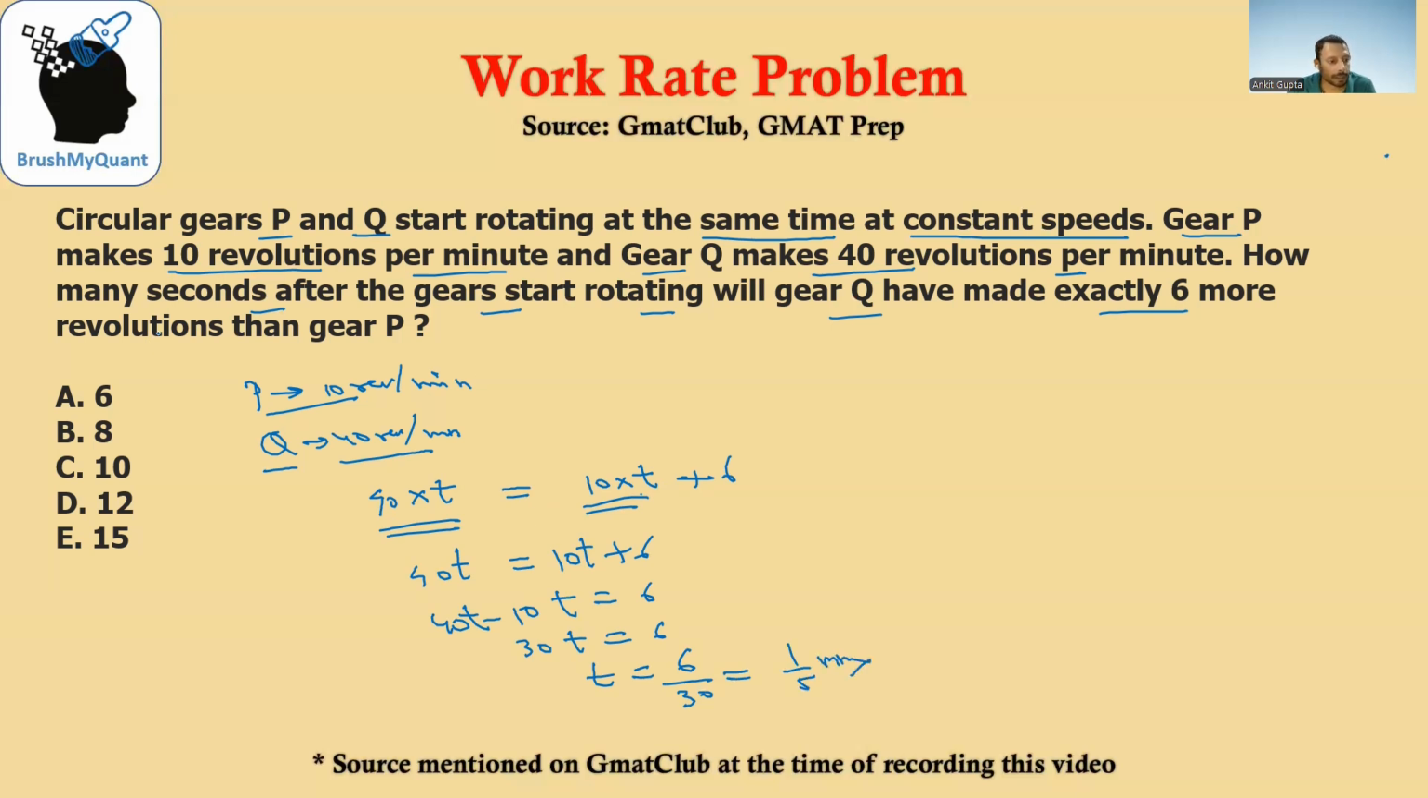But we need to find the time in seconds and not in minutes. That means we need to multiply the time in minutes with 60 to get the time in seconds as 12 seconds. So the answer will be option number D.